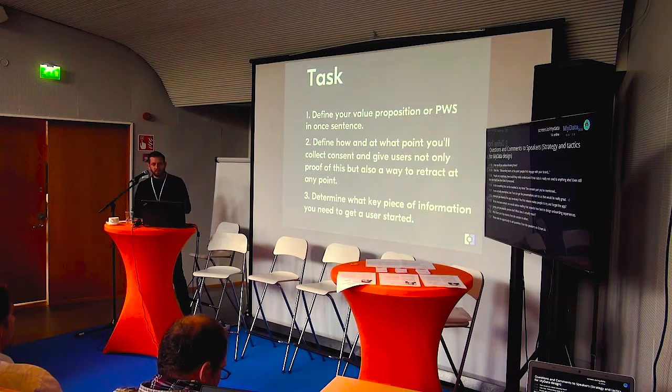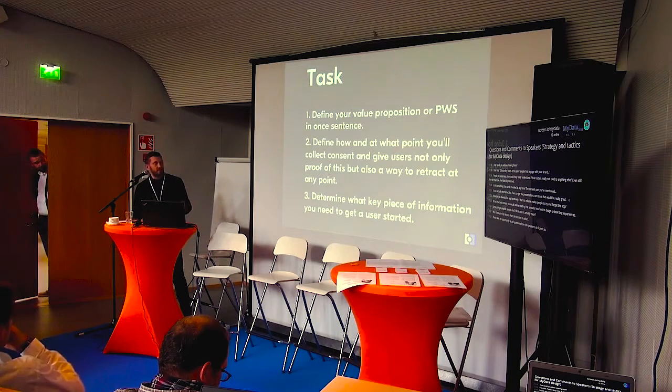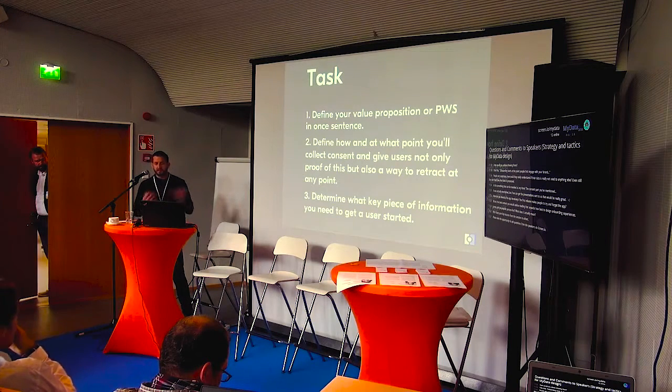But one in particular, define your value proposition or problem worth solving in one sentence. This could be for the company you work for. It could be for your own company. What is the value proposition? And the idea of doing it in one sentence is all about, how can you say that to somebody in a way that's human and friendly.